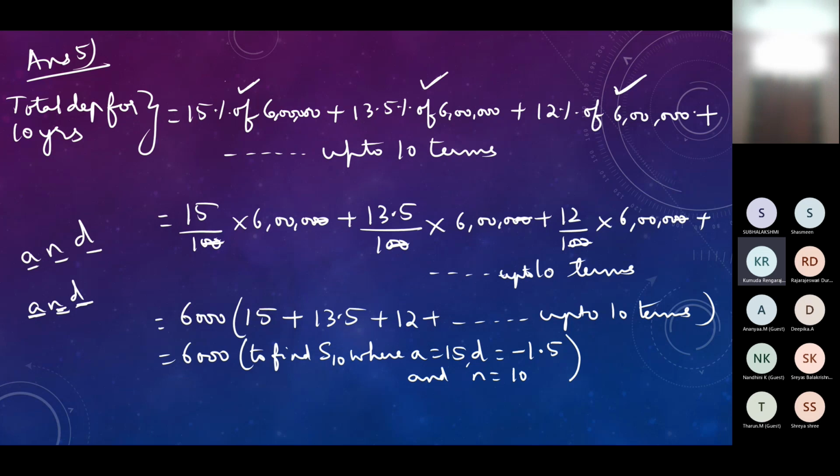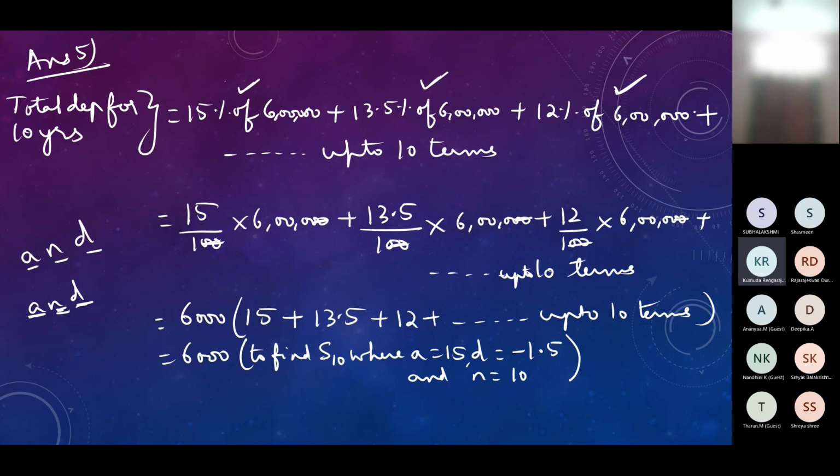Okay, see, we have to find the depreciation for the individual years. All the percentages apply to the original cost of 6 lakhs. It's given in the question. So the depreciation for the first year is 15% of 6 lakhs. The depreciation for the second year, 13.5% of 6 lakhs. For the third year, 12% of 6 lakhs.